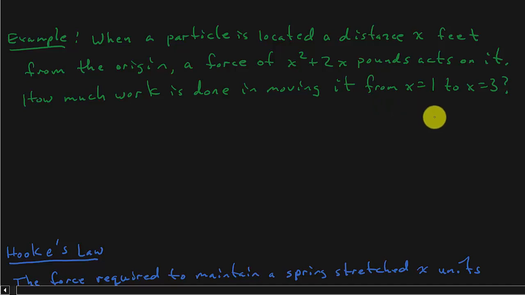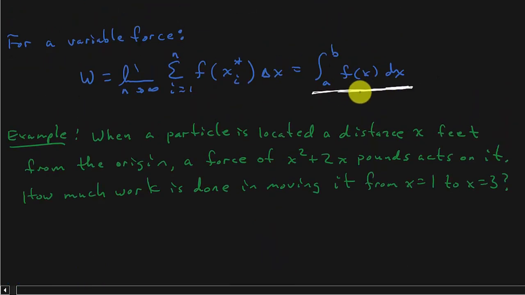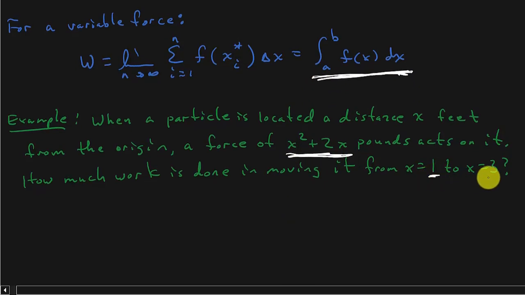All right, so what does it say to do? Well, it says to integrate the function. So we're going to integrate this right here, and we're going to integrate it from 1 to 3. Those are our limits, a and b here.